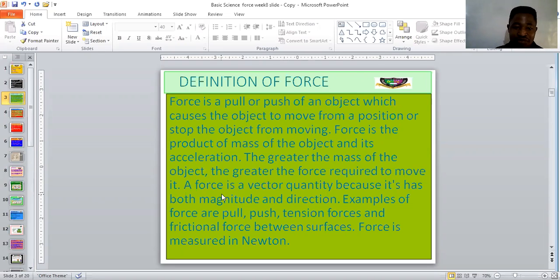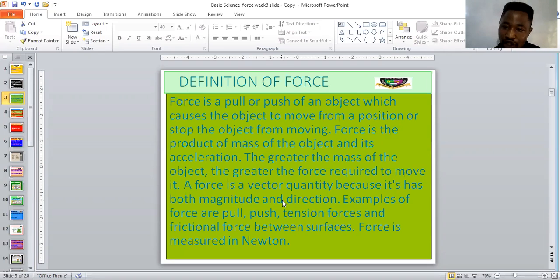So I also said here that a force is a vector quantity. A force is a vector quantity. Why is a force a vector quantity? A force is a vector quantity because it has both magnitude and direction. That might be ambiguous. That word might be big for you. Let me break it down. What it means for an object or a force to have magnitude is it has weight, W-E-I-G-H-T. That force has weight and it also has direction.